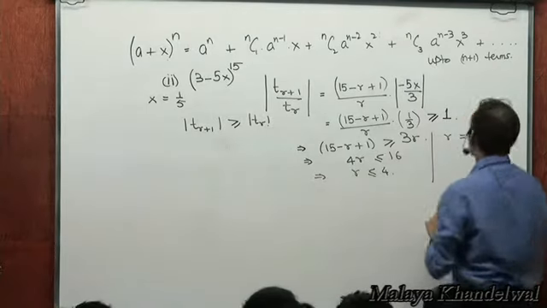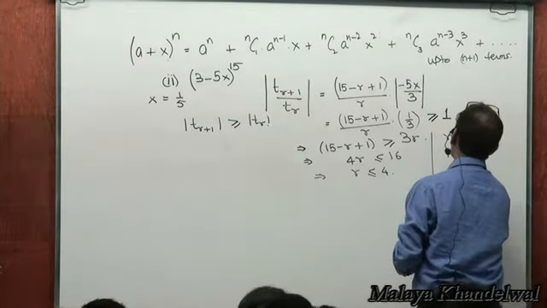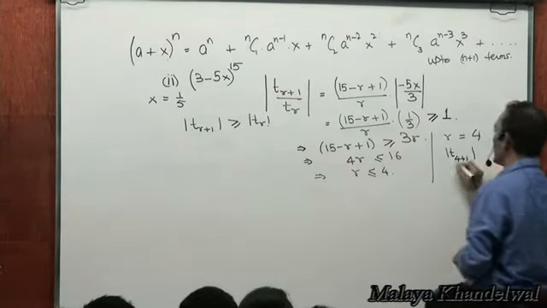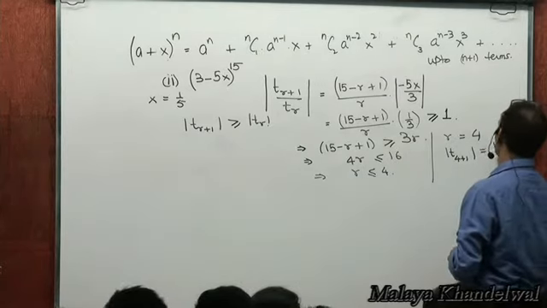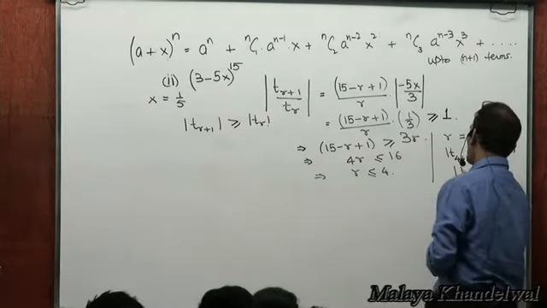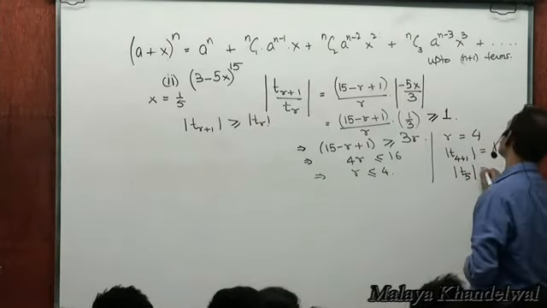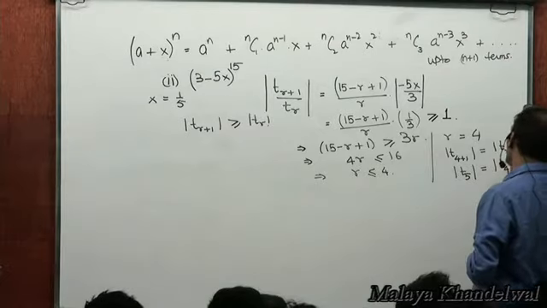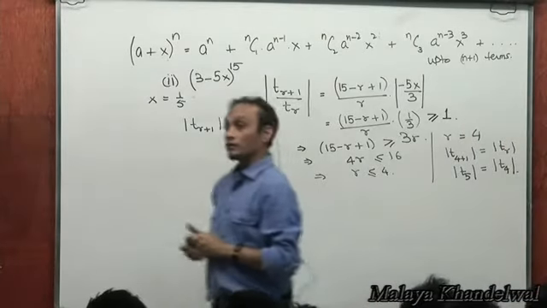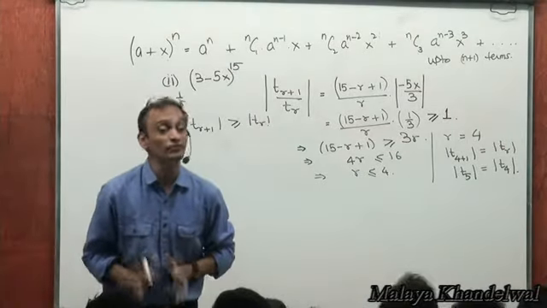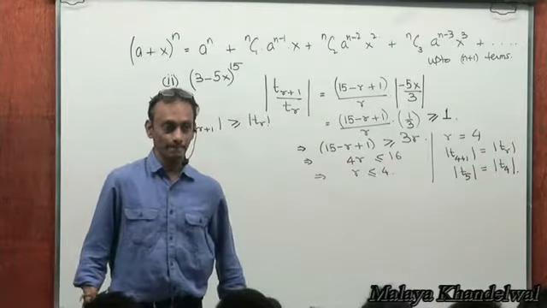Isn't it? That means mod t(r+1) must be equal to mod tr. That means numerically the fifth term and the fourth term would be equal. Numerically the fifth term and the fourth term will be equal, right?